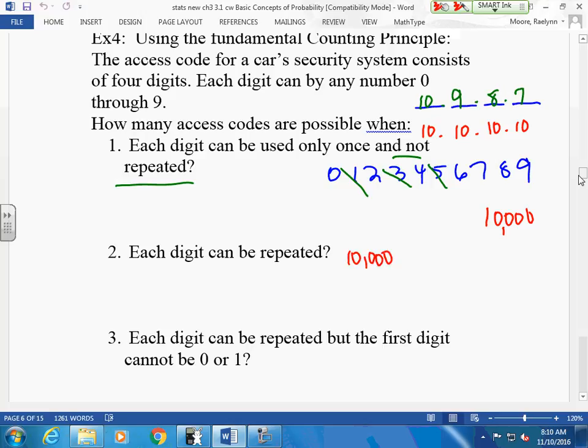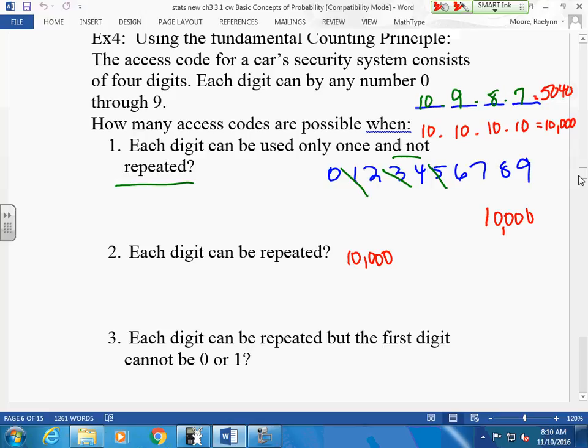Okay? If I can't repeat, then I start with 10, 9, 8, 7. I work my way down. And that answer was 5,040. So look at the difference between these. And this was 10,000. A big difference, right? A big difference between these. And able to repeat them.